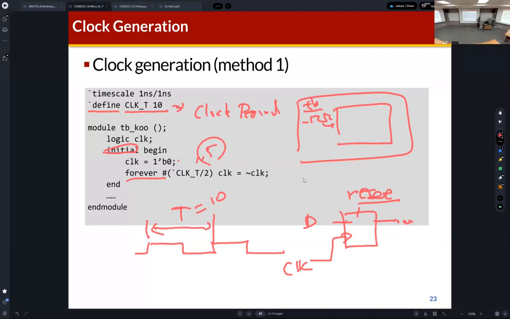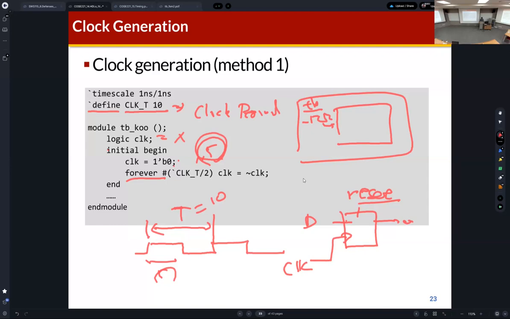Forever, so it is repeatedly executed, and then after 5 nanoseconds, right? Because the time unit is 1 nanosecond, the clock is inverted. When the clock is declared as logic type, the initial value is actually unknown, right? But initially, I initialize the value of clock as 0. And then after 5 nanoseconds, the clock value is inverted.